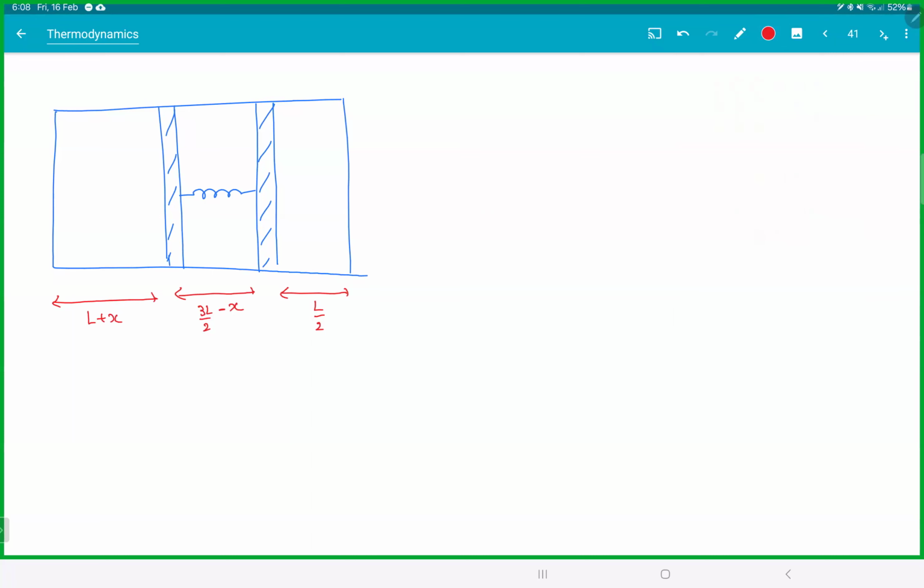Fair enough. You said the volume became half, right? So the length should become half. Let the right compartment move by x. That means the central compartment should have become 3L by 2 minus x because the total length is 3L. That means how much is the spring compressed? What is the compression in the spring? Initially, the spring's natural length was L. The final length is 3L by 2 minus x, so the compression is L by 2 minus x.